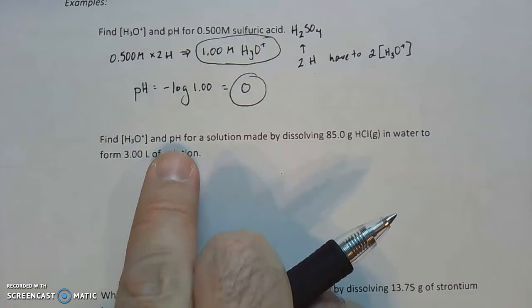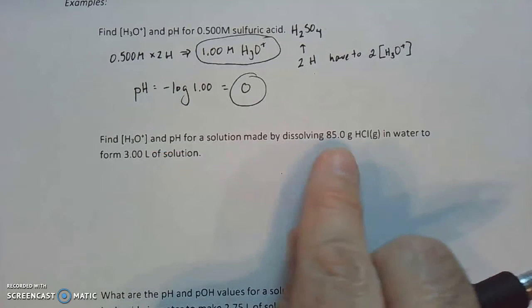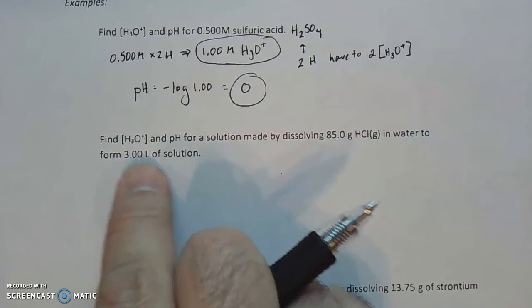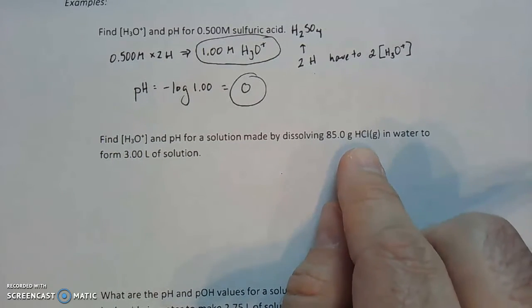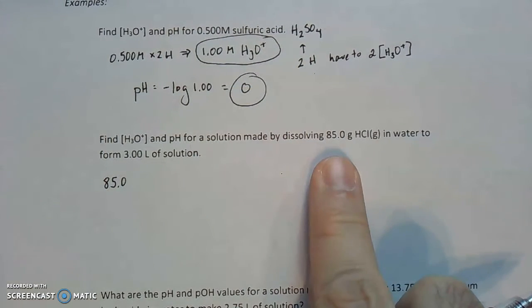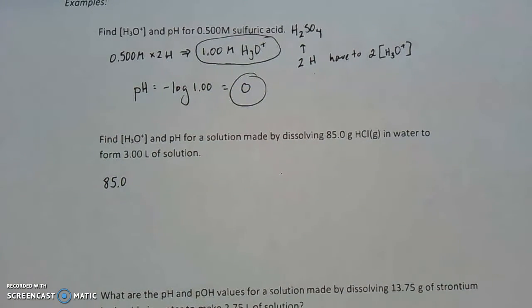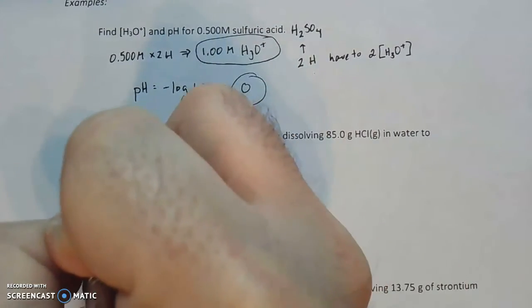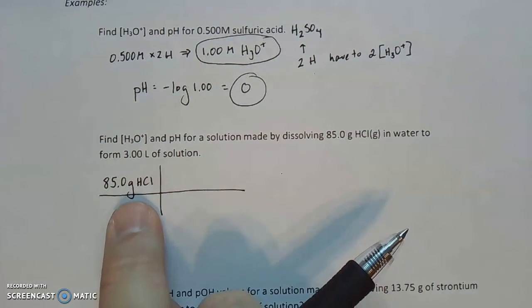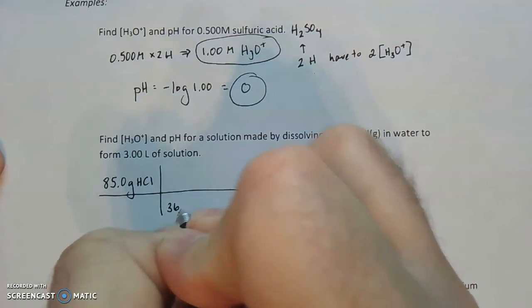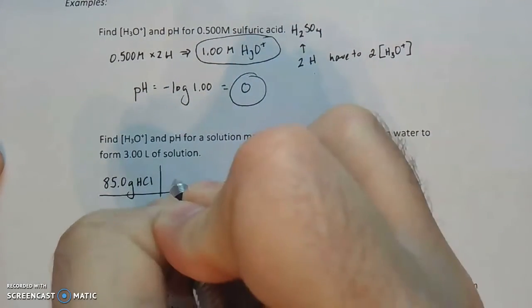Let's look at our next example. Find H3O plus and pH for a solution made by dissolving 85.0 grams of HCl in water to form 3 liters of solution. So we're making hydrochloric acid. So this ends up being a molarity problem and a pH problem. So we're taking things from last unit and bringing them in and applying them with pH. So we have to find the molarity of HCl. So we need to know the formula mass of HCl because we need to know how many moles it is. So it's 36.46 grams of HCl in 1 mole.